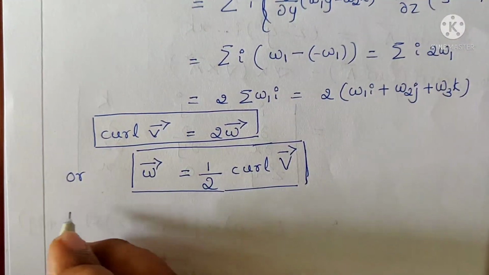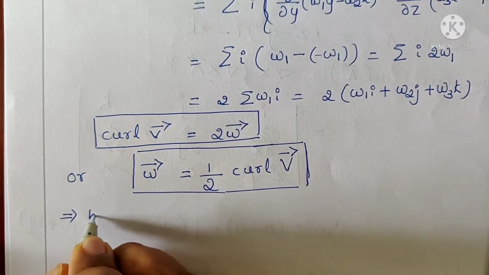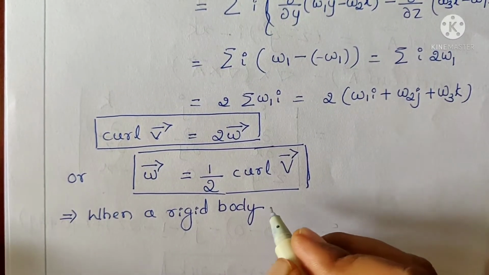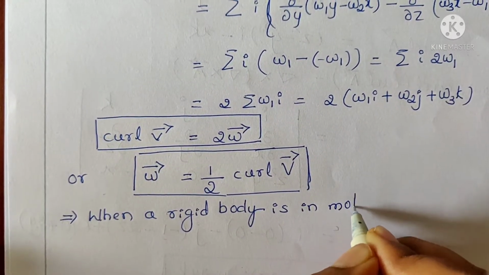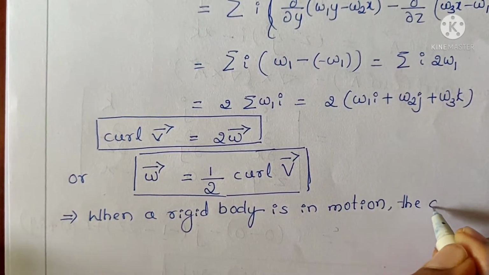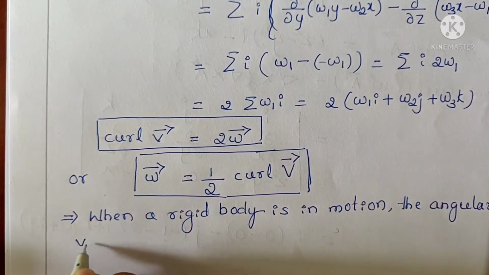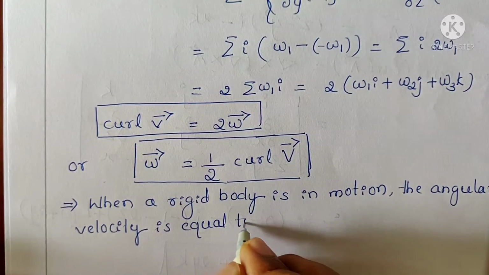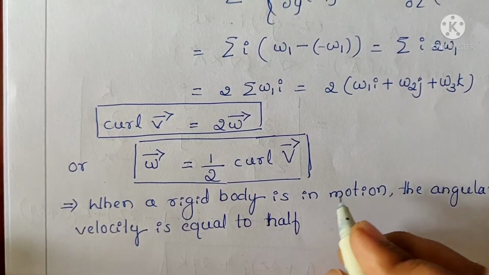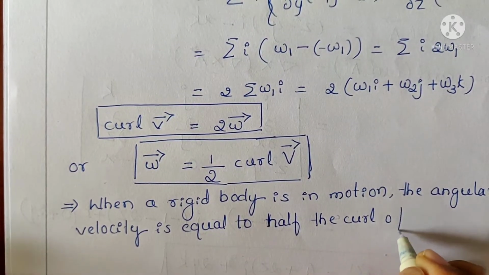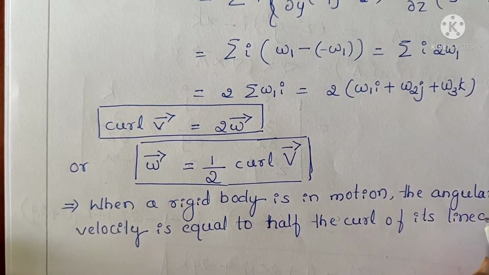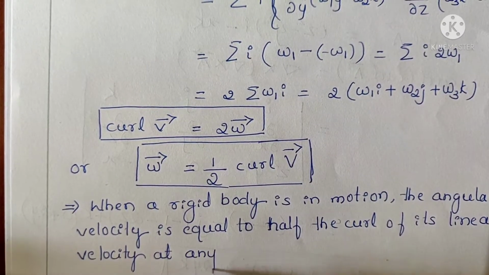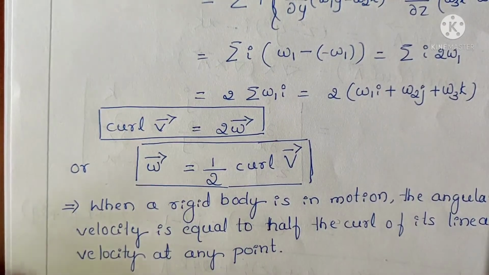If you want to know, just write it. This implies: when a rigid body is in motion, the angular velocity is equal to half the curl of its linear velocity at any point. This is the meaning of this example.